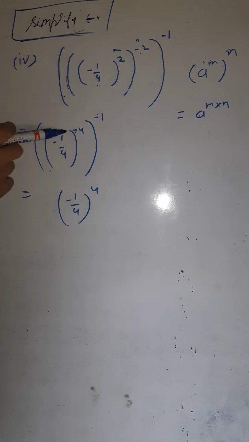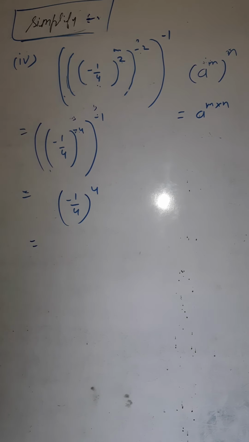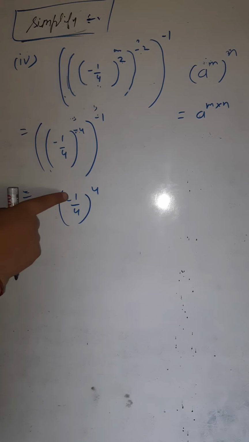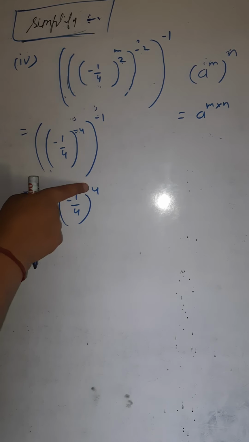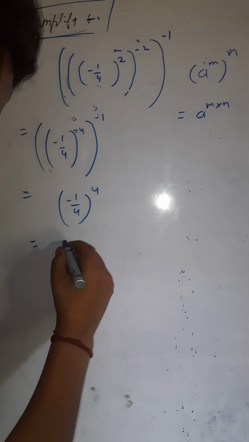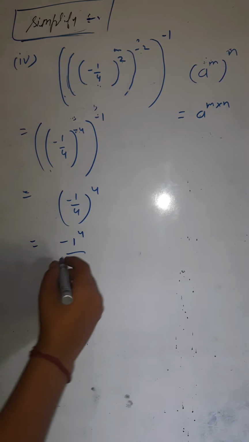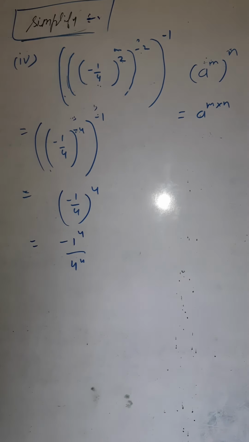Now again it is in the form of a raised to the power m. This is now m and this is now n. Now you have to multiply this m and this n. How much would it be? 4 times 1 is 4, and minus into minus would be positive. So now how would you do this question? It is minus 1 by 4 whole raised to the power 4. This power or index is going to be distributed between the numerator and the denominator. So you can write it as minus 1 raised to the power 4 divided by 4 raised to the power 4.